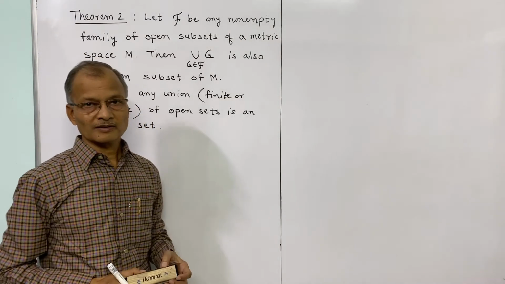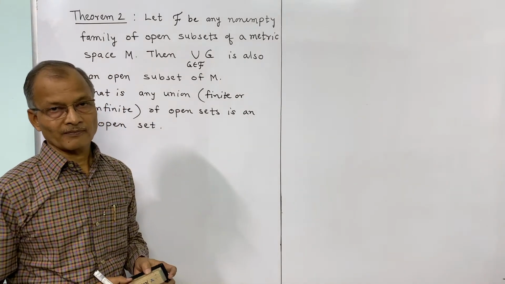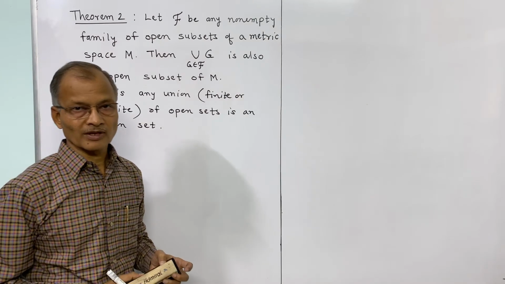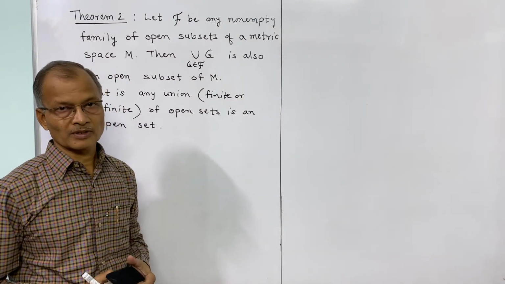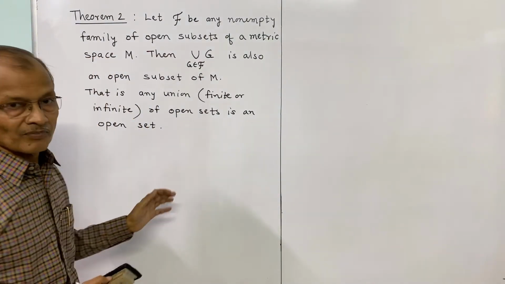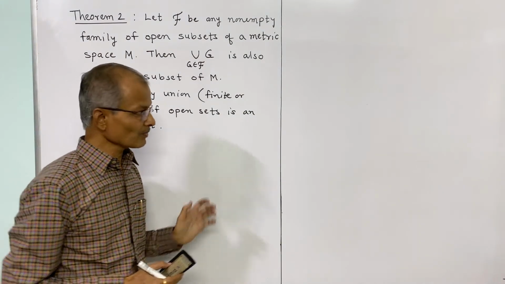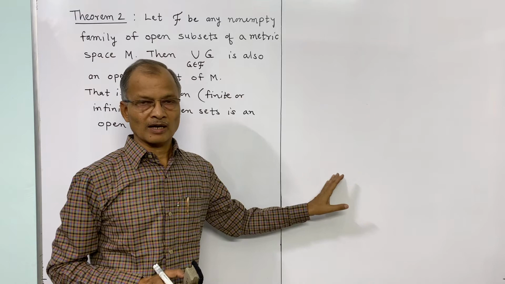Dear student friends, in the last lecture we studied the definition of open sets and some examples, and we are now studying the properties or theorems on open sets. Now here is our second theorem. The first theorem we proved was that the entire set M and the empty set phi are both open.